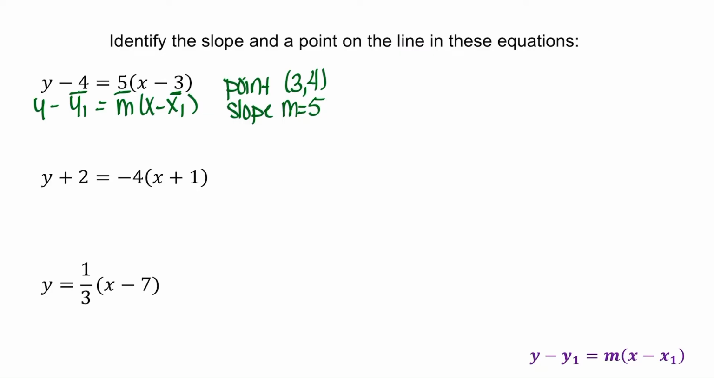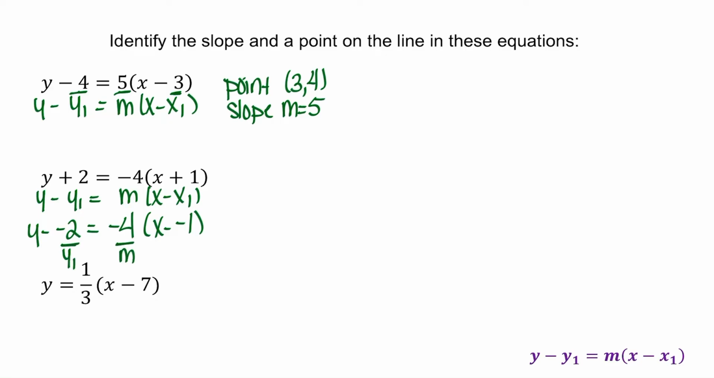So let's look at this second equation. Let's compare to y minus y1 equals m times x minus x1. Well, the difference between this equation and point-slope form is that in point-slope form, we have subtraction signs. So we're going to go backwards, and we're going to turn these addition signs into subtraction signs. So we have y minus negative 2 equals negative 4 times x minus negative 1. So that means that this is the value of y1, this is the value of m, and this is the value of x1. So that tells us that we have the point, negative 1, negative 2, and we have our slope, which is m equals negative 4.